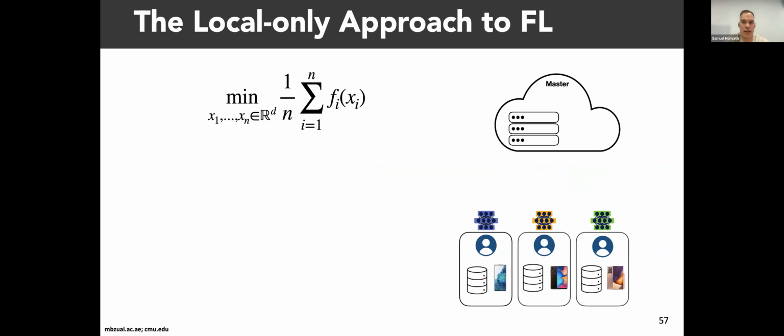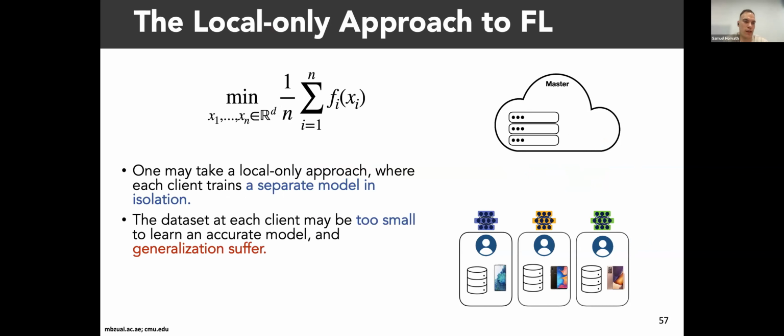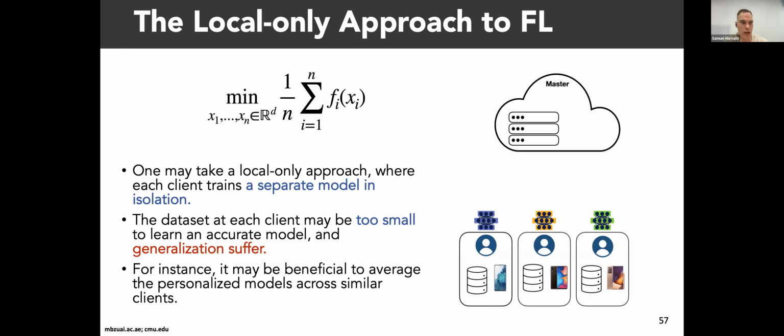Another extreme is the local-only approach, where we do not do any federation, and each client just computes on their own and obtains a separate model based only on their own local data. This might be an issue when the data sets are too small and we do not manage to learn an accurate model, which might be quite bad in terms of generalization. So now the question is, what would be the sweet spot in between the local-only approach and the global-only approach. And this is where different personalized objectives come into play.